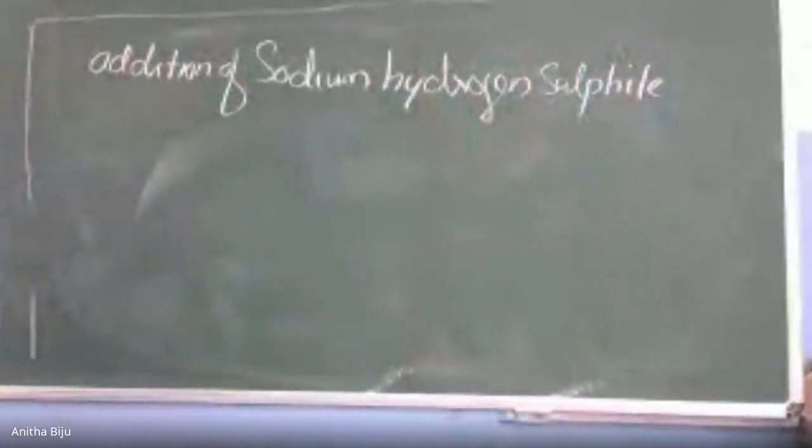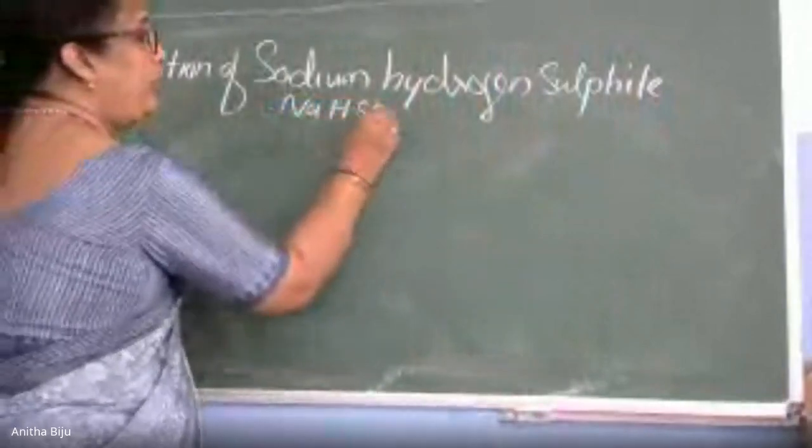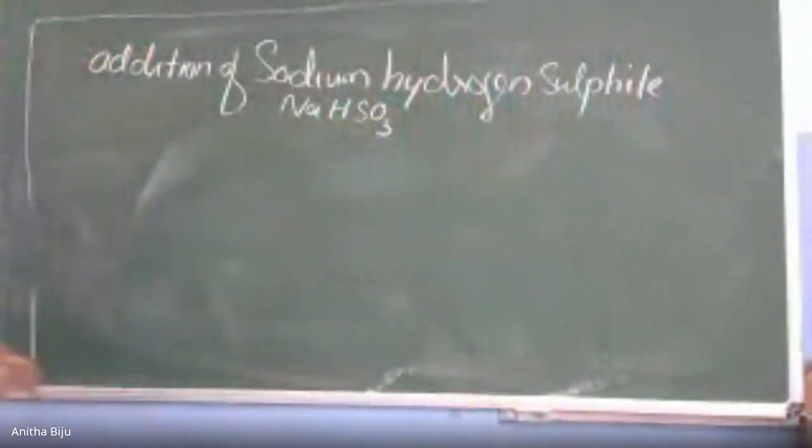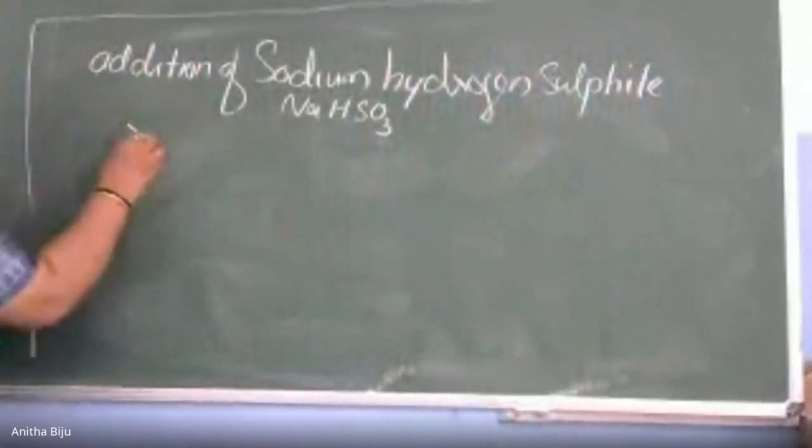Addition of sodium hydrogen sulfite. Write the formula first. NaHSO3. Done? Okay. Now I will write the equation.